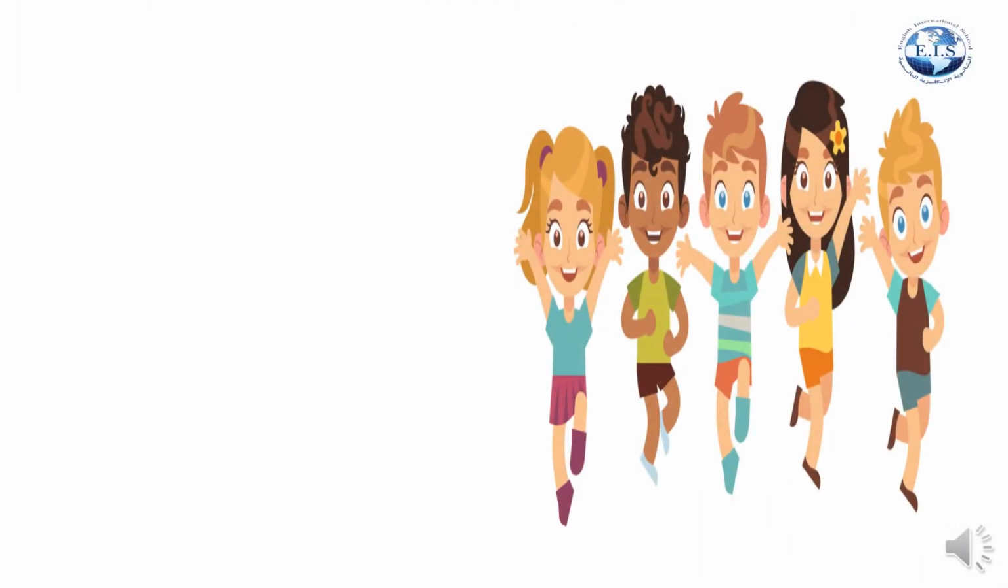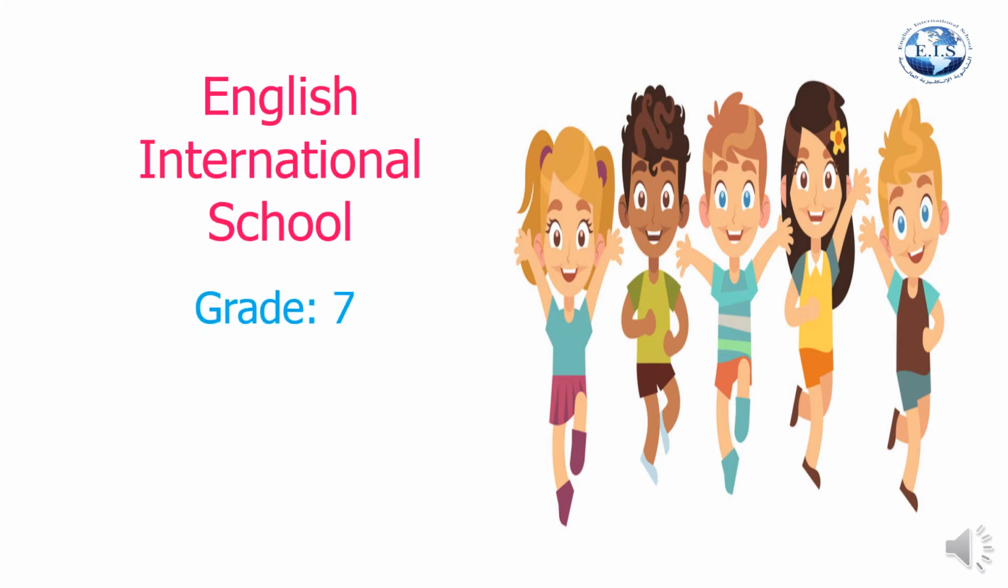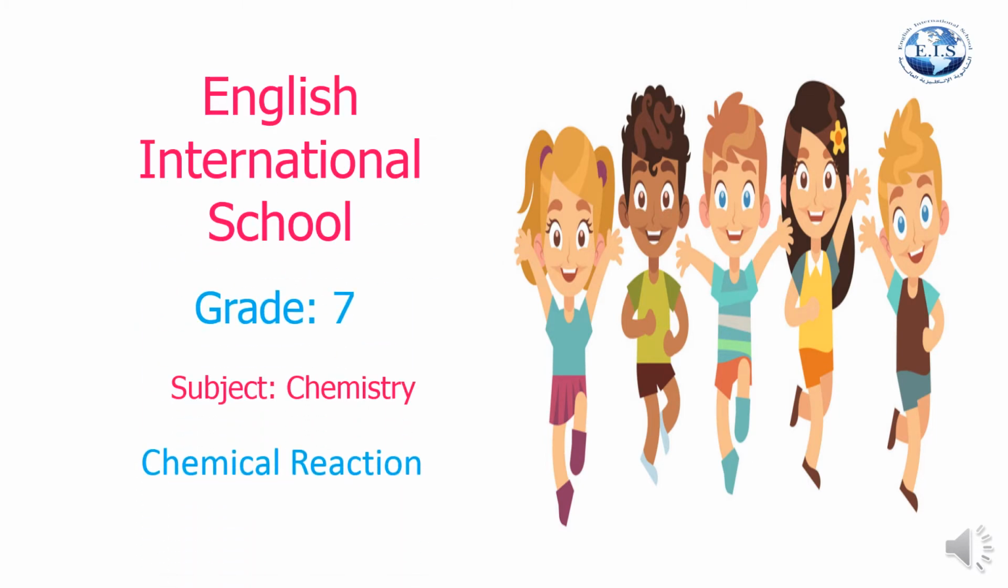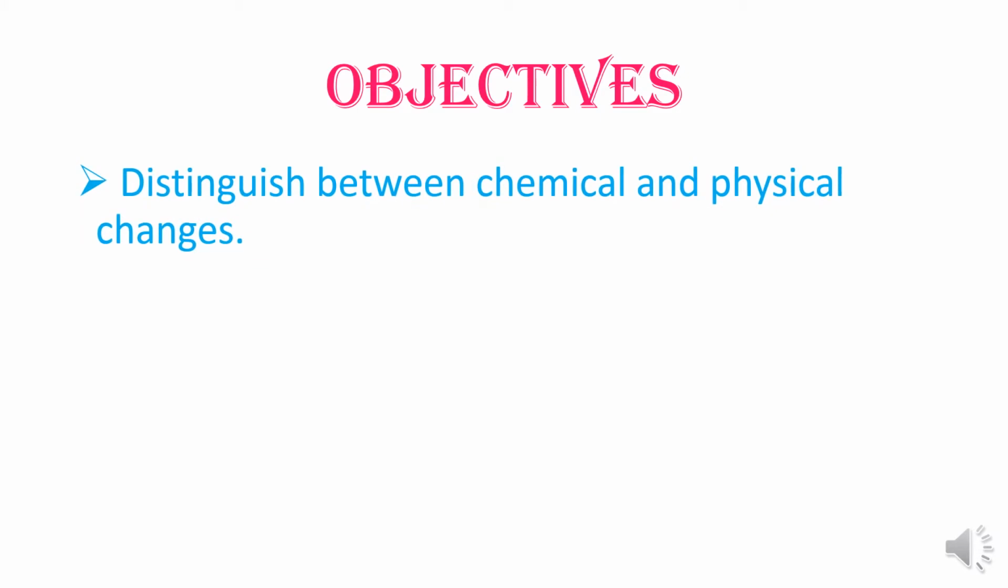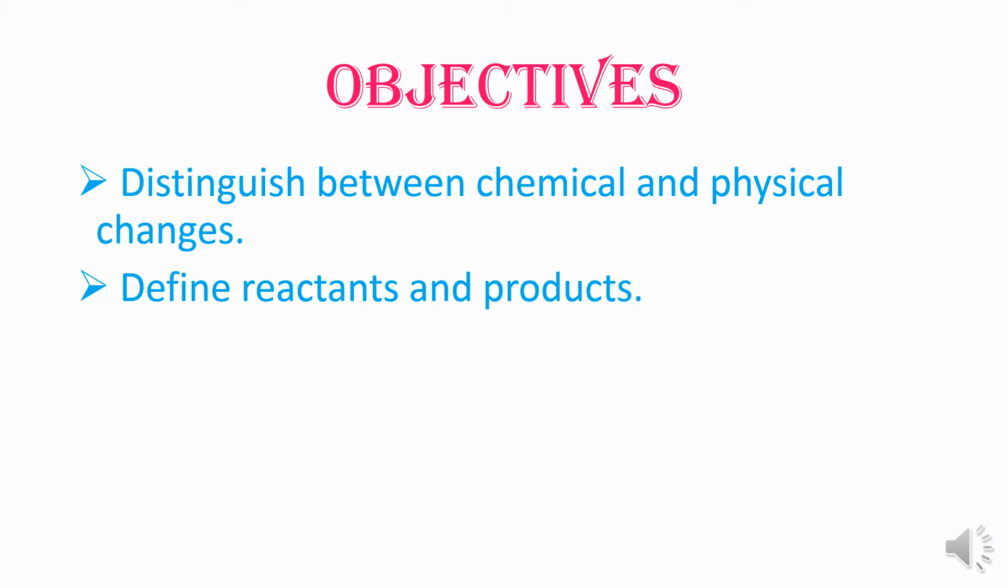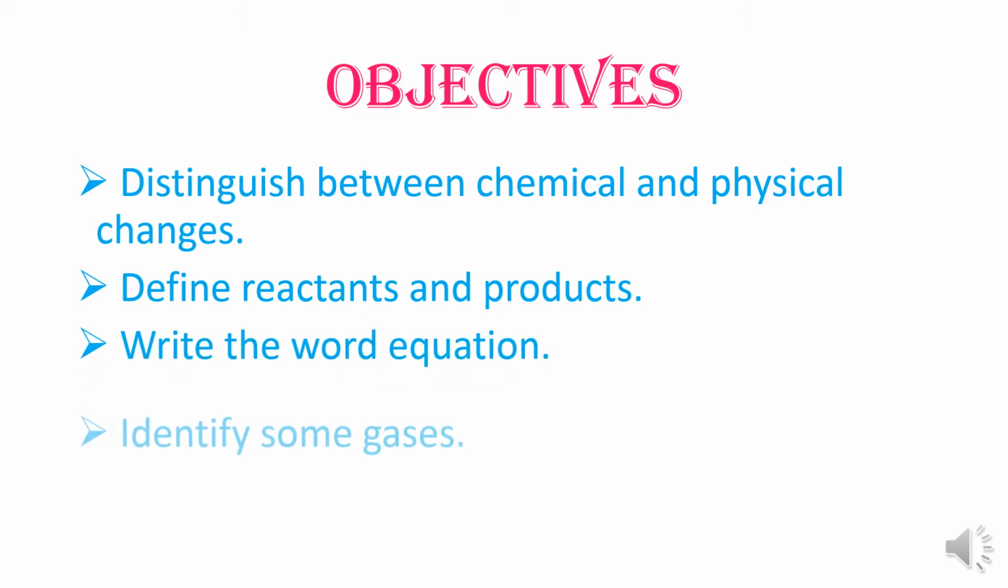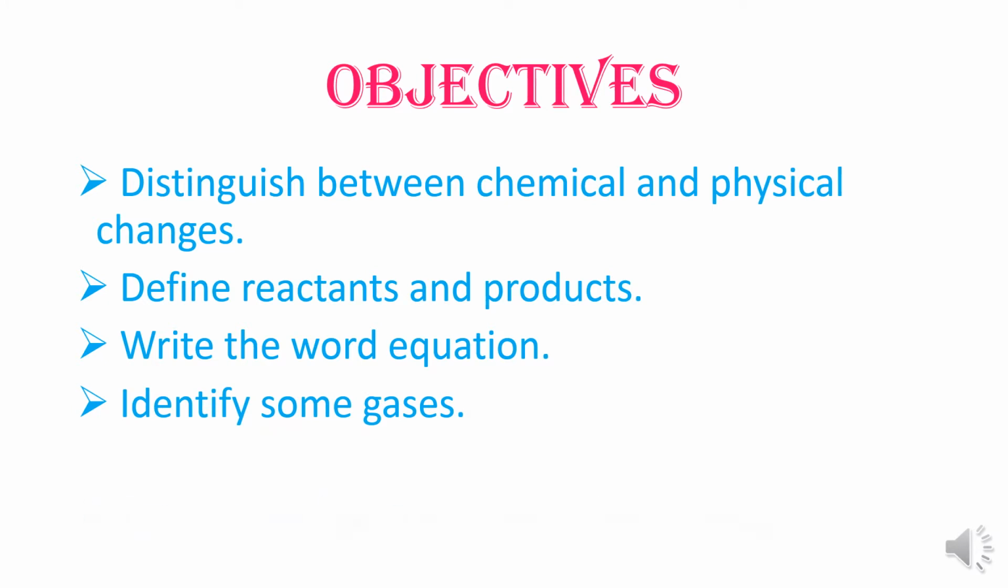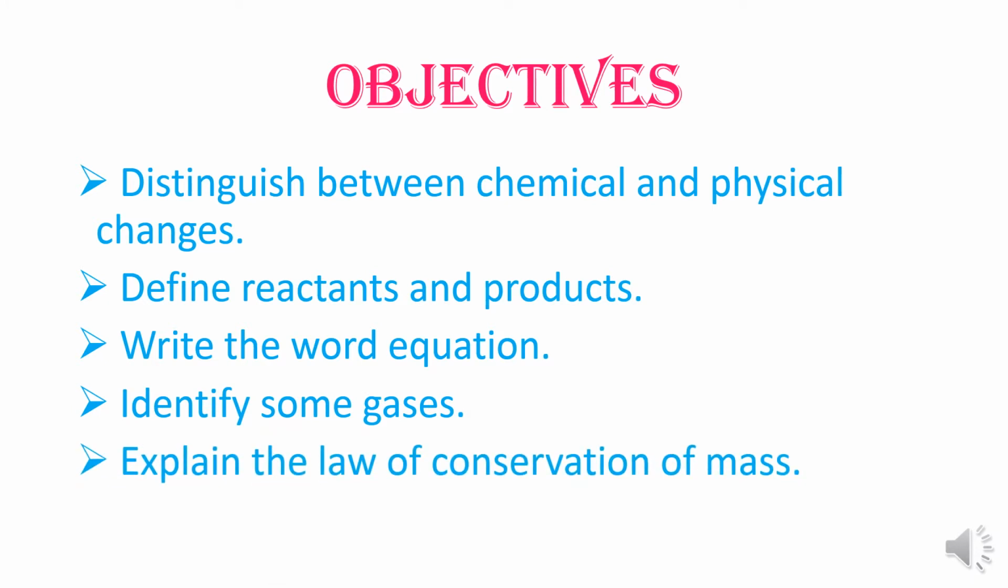Dear 7th graders, we are going to learn a new chemistry lesson which is chemical reaction. The objectives of the lesson are: distinguish between chemical and physical changes, define reactants and products, write the word equation, identify some gases, and explain the law of conservation of mass.